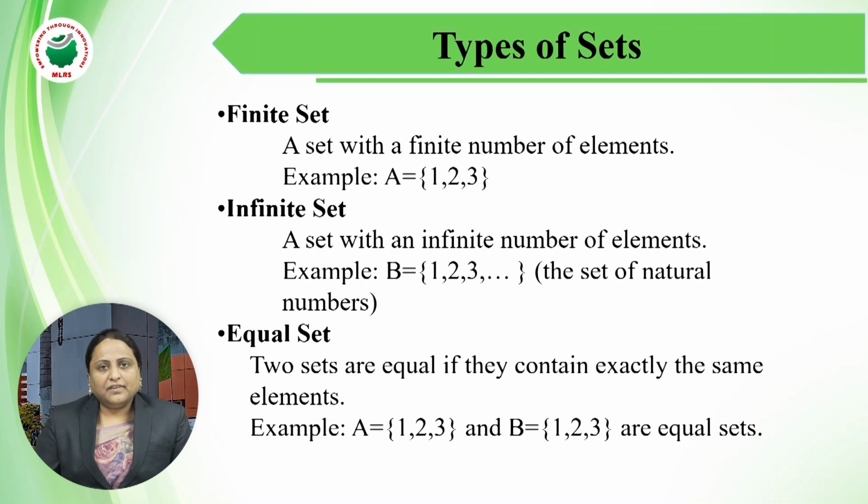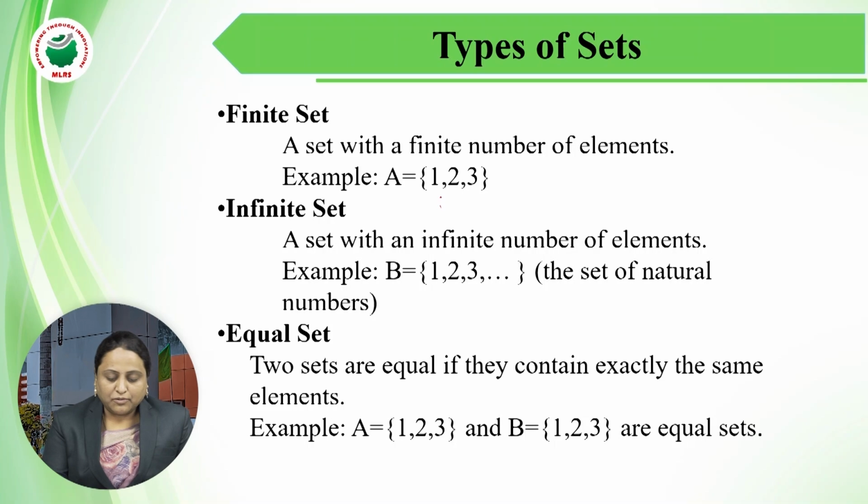Here we have different types of sets. The first type of set is the finite set. Finite and infinite sets deal with the cardinality of the set, that is, the number of elements present in the set. So the first one is the finite set. If the number of elements in a set is countable or finite, then we call it a finite set. This is an example here. We have a total of 3 elements, which are countable, so we call it a finite set.